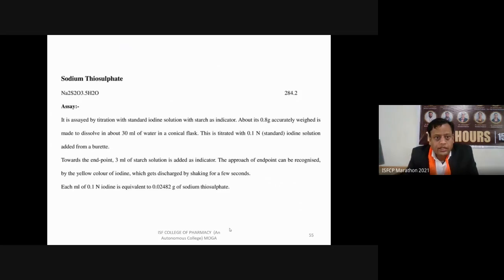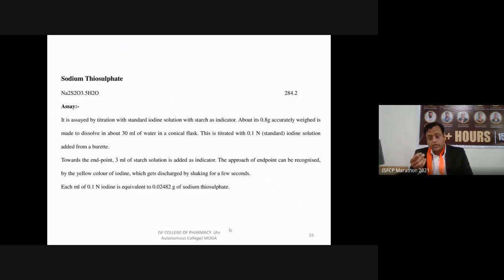Furthermore, the assay of sodium thiosulfate: it is assayed by titration with standard iodine solution with starch as indicator. So what is the process of this assay? It includes weighing 0.8 gram of sodium thiosulfate and dissolving it in 30 ml of water in a conical flask. Then it is titrated with 0.1 normal standard iodine solution. The iodine solution is taken in the burette and the sodium thiosulfate in the conical flask.